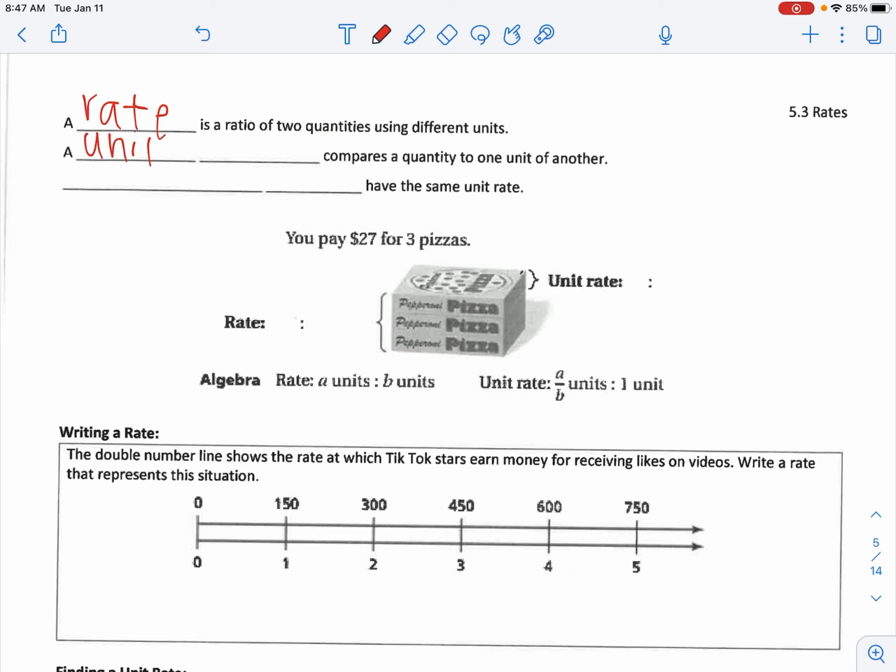Okay, so a unit rate compares a quantity to one unit of another. Okay, a unit rate always has a denominator of 1. So I'm going to write denominator of 1, which is why it makes it easy to compare other quantities. Equivalent rates have the same unit rate.